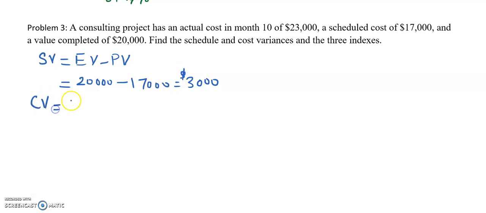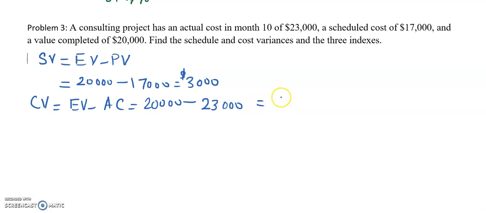Cost variance is earned value minus actual cost. Earned value is as before $20,000. Actual cost is $23,000. So it is minus $3,000. Okay, so these are the two variances, and then the three indices.